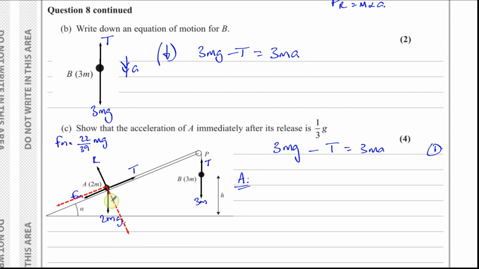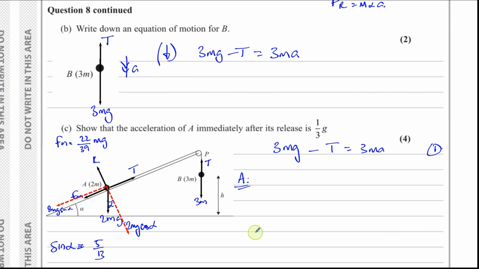Now, as I said, this angle here is alpha. In this direction is 2mg times cosine alpha, going into the angle given. Here it's going to be 2mg times the sine of alpha, and we know that the sine of alpha is equal to 5 over 13.